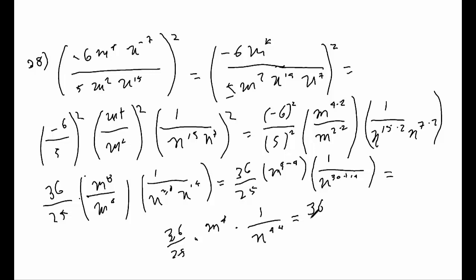and I'll put it all together in one quotient situation. 36 m to the 4th over 25 n to the 44. And now I have simplified this very complicated expression to this not as complicated expression in example number 28.